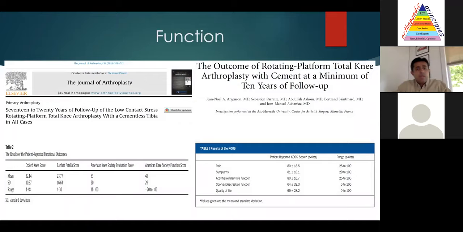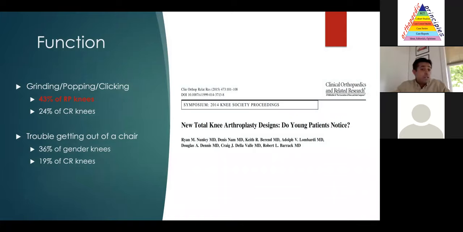Now, this is function assessing the rotating platform design. So we are shifting from alignment to a design feature. And is there any functional benefit? So several studies have looked at this. Rotating platform designs have been out there for a long time. This first one on the left is almost a 20-year follow-up with a cementless tibia. And on the right, you have a cemented tibia from a French study. And again, there seems to be really no difference whether you do a cementless design or a cemented design. The function seems to be good.